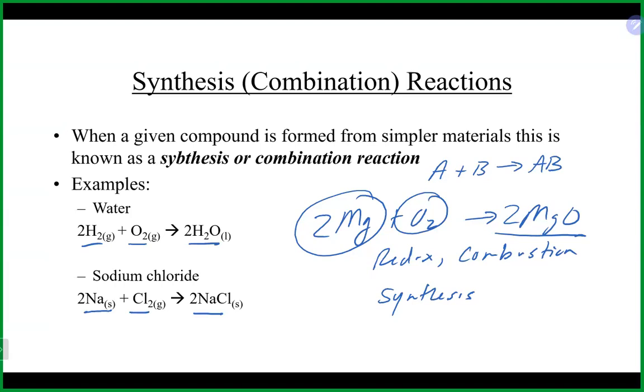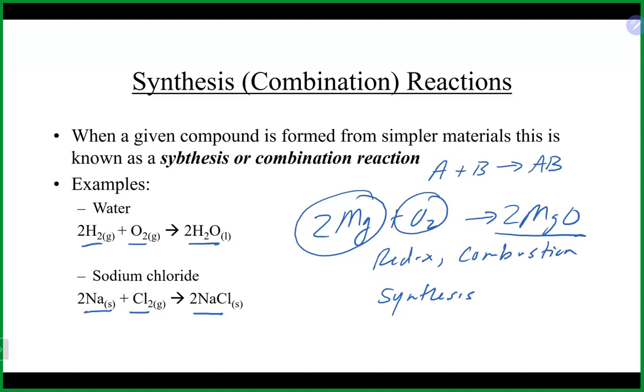But it could also be classified under the big umbrella of redox reactions because there are electrons being transferred, and it can be classified as a combustion reaction because technically it still has oxygen. So there are many ways that sometimes you could classify the same reaction depending on what you're looking for.